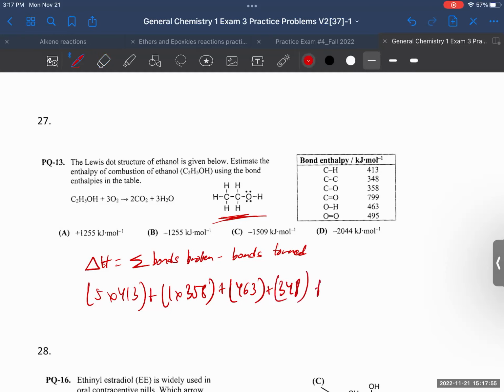That's one compound. Now we have to do the oxygen. How many are there? There's 3. There's one oxygen, three double.